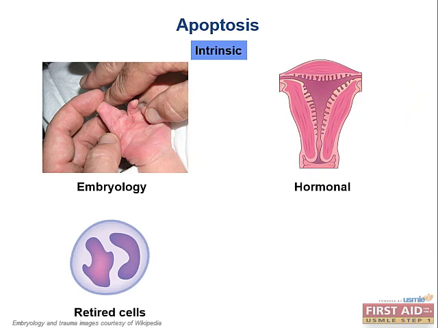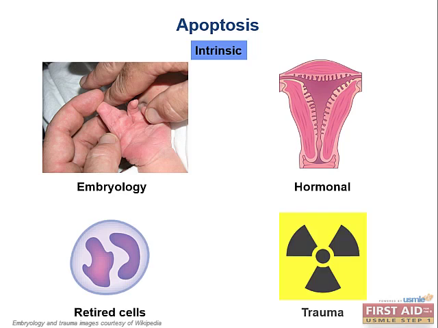A third example of intrinsic apoptosis is in retired cells like neutrophils that have been around a site of inflammation long enough. After about 48 hours, they start to fade away. And they leave actually through apoptosis.